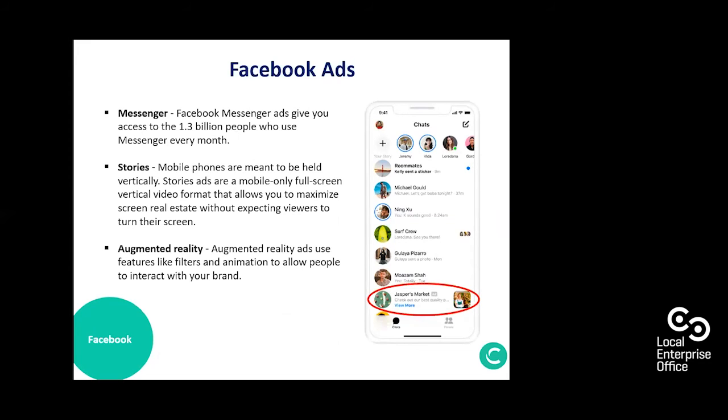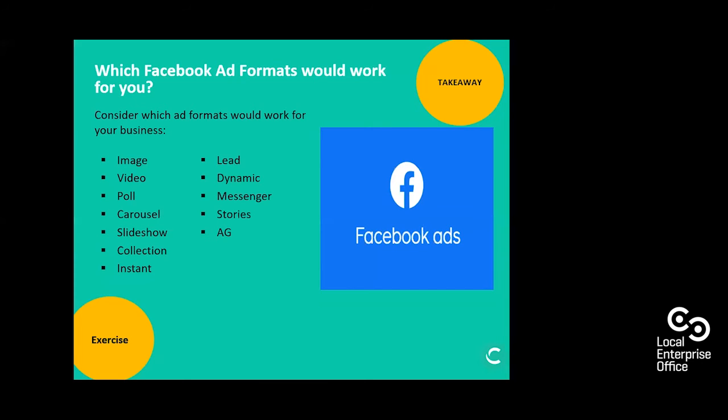Story ads. You'll be familiar with story content on either Facebook or Instagram. It's 24-hour content, tends to be highly visual, a combination of images or videos. Story ads are a mobile-only, full-screen vertical video format that allows you to maximize screen real estate without expecting viewers to turn their screen. And augmented reality ads use features like filters and animation to allow people to interact with you. So you can see, there's a whole range of different options.